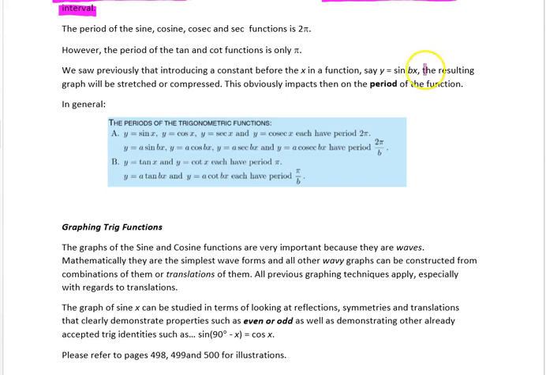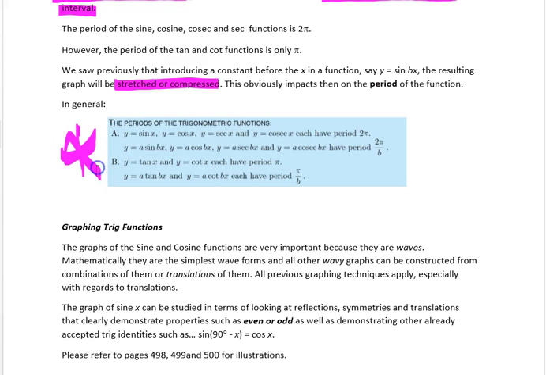I briefly touched on the impact of putting a number directly in here in front of the x and seeing how that impacted on the graph, and we know that putting a value in there, either a number greater than 1 or a fraction, results in a graph being stretched or compressed. And if it's stretched or compressed, it's affecting the period. So it says this obviously impacts on the period.